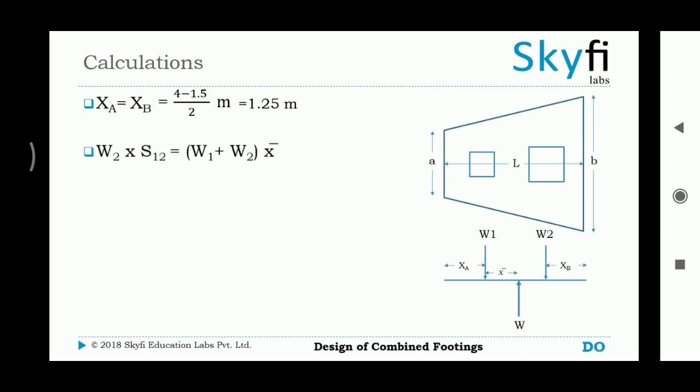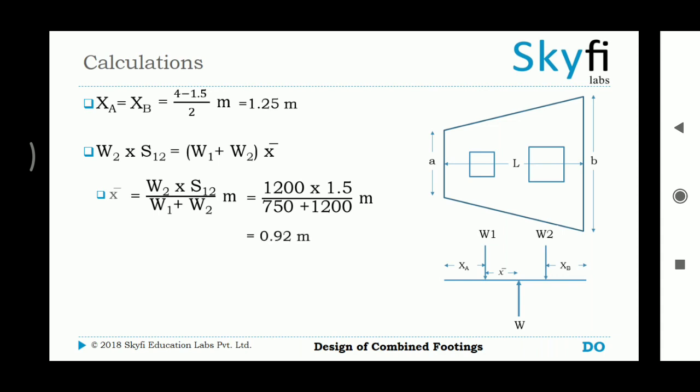Now taking moment about the center of column 1. W2, the load on column 2, multiplied by the spacing between the columns, is equal to W, that is W1 plus W2, multiplied by X bar. Thus, rearranging the equation, X bar equals W2 into spacing, divided by W1 plus W2. W2, that is the total dead and live load on column 2, equals 1,200 kN. The spacing between C1 and C2 is 1.5 meters. And W1 equals 750 kN. Thus X bar equals 0.92 meters.